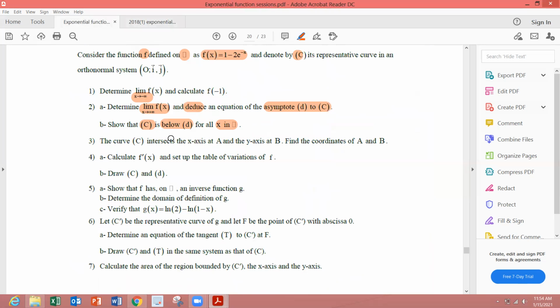The curve C intersects the x-axis at A and the y-axis at B. How to determine the coordinates of A and B?